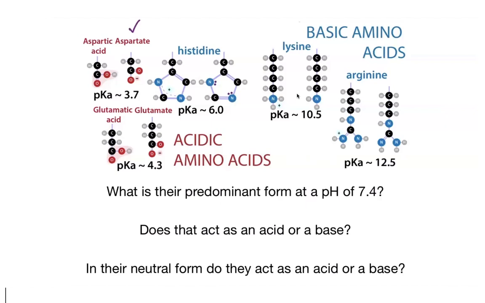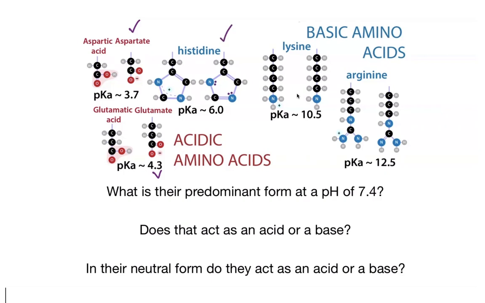Glutamate, same deal. What about the basic ones? So histidine is a little bit confusing because histidine is kind of wishy-washy. It's got a pKa that's closer to the pH we're talking about. So you still have significant amounts of histidine in both forms, but which form are you going to have more of it in? Remember that we're still above the pKa. This means that we're going to have more of it in its deprotonated form.